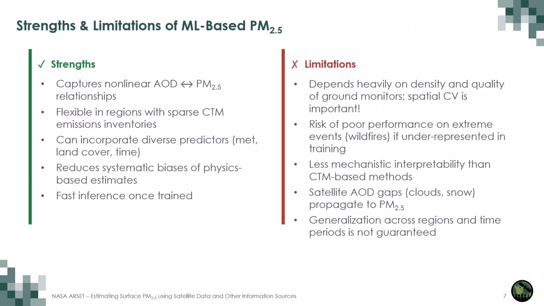Here I'm highlighting the key strengths and limitations of machine learning based PM2.5 estimates. Machine learning approaches are powerful because they can capture nonlinear relationships between aerosol optical depth and PM2.5, incorporate diverse predictors or inputs, and perform well even when emission inventories are sparse. They also reduce some systematic biases found in physics-based models and allow fast inference once trained.